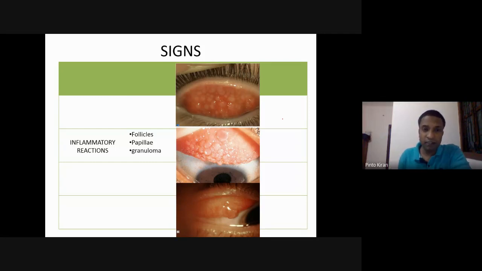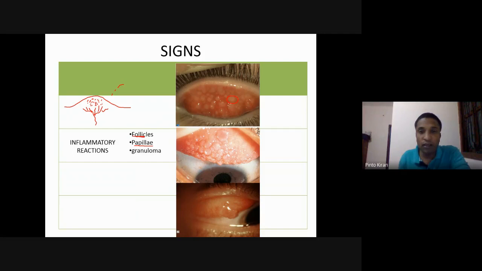So what are the inflammatory responses? They will have follicle formation. What is a follicle basically? Suppose this is the elevated lesion, you can make out these elevated lesions here. On microscopy, how does it look? In the center there will be infiltration by inflammatory cells, and below that there will be vascularization. Normally they look like yellowish white lesions surrounded by hyperemia. And you have something known as papillae formation. What is papillae? How do you differentiate?